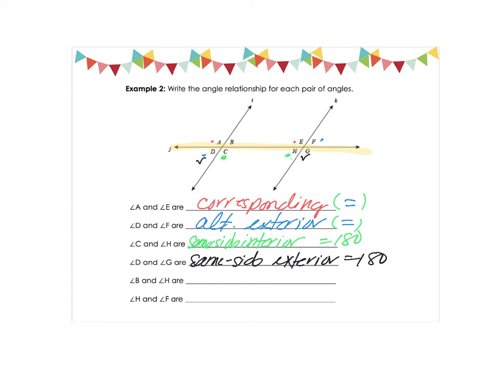B and H. I have B and H. They are inside angles, so those are interior angles. But they are on opposite sides, so they're alternate interior angles. That means that they are congruent. Now it's H and F. These guys are across from each other, so they're called vertical angles, and they are equal.